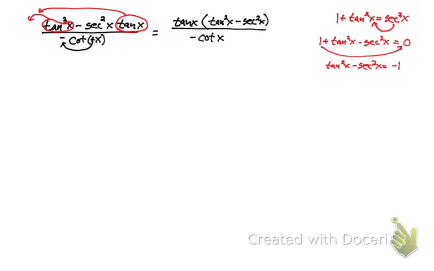So if I ever see anything that says tangent squared minus secant squared, we're not memorizing these, okay? We're not memorizing the variations. This you can do on your own. We're memorizing the 1 plus tangent squared. So when I say this, I write this every single time.